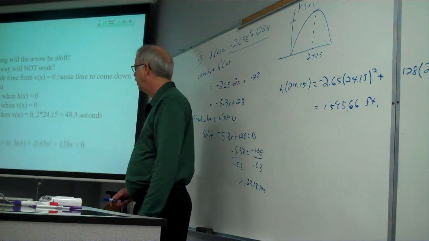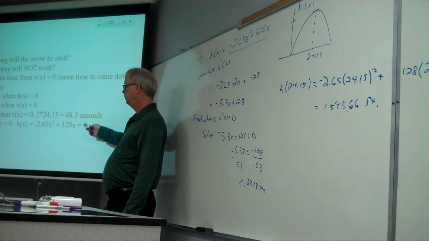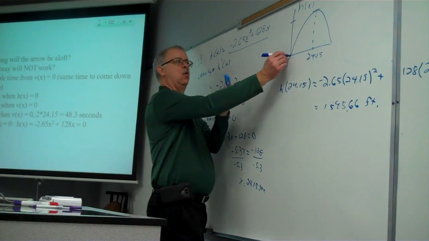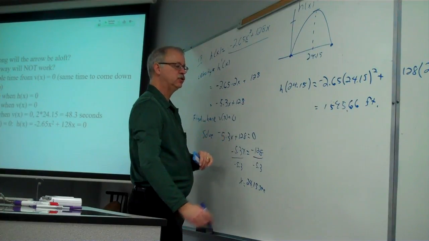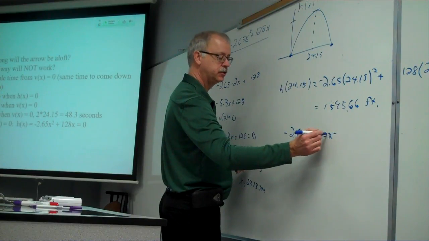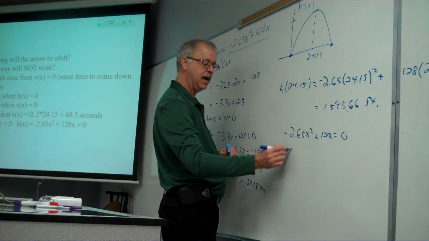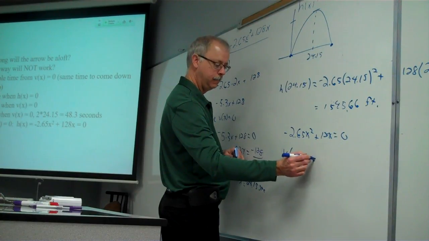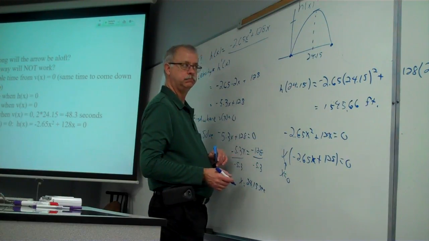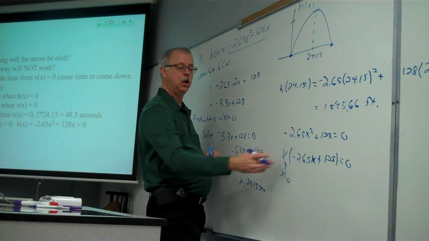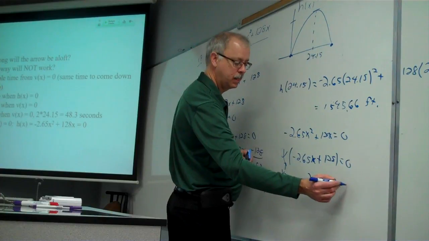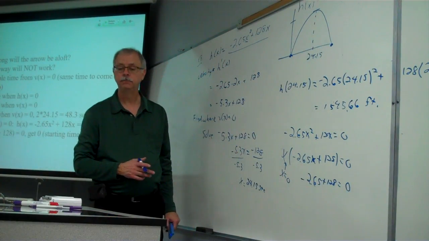So 48.3 seconds. Or we could solve this quadratic. When is this quadratic equal to 0? Because that'll tell us when the position is 0. And so if we do that, negative 2.65 x squared plus 128x equals 0, we could factor out an x. So either x is 0, we started off at a height of 0, or this other factor is 0. And we could work through to solve that.